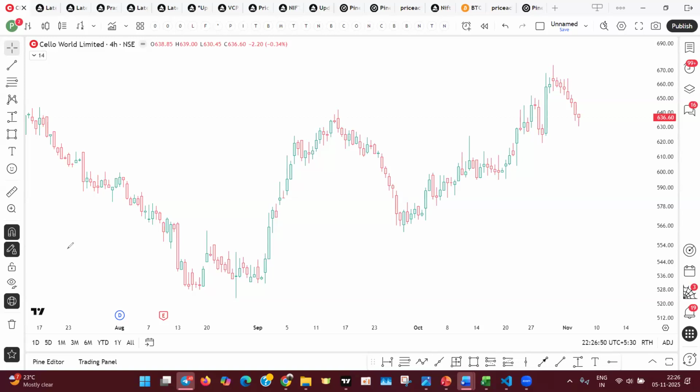Some brokers charge 14 to 16% also. It depends on the broker; different brokers charge different interest. Yes, any other questions?